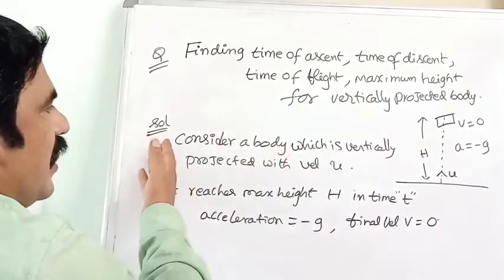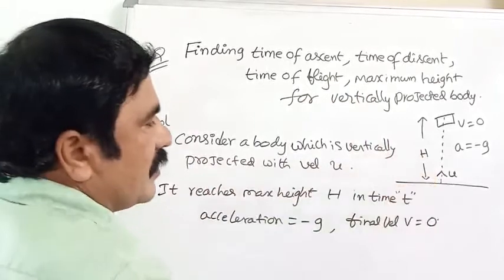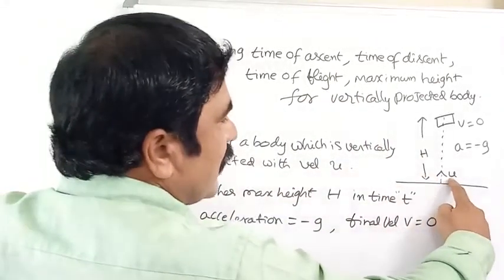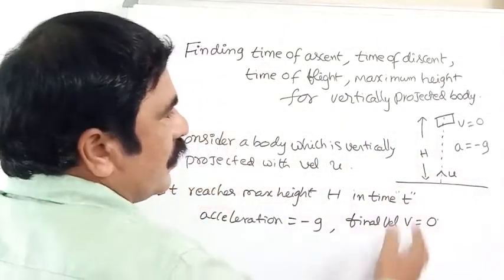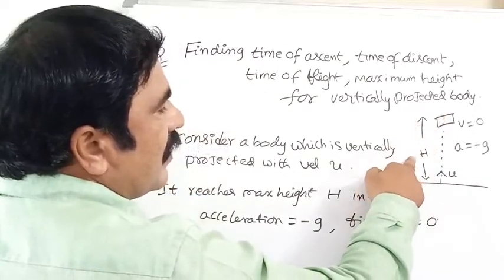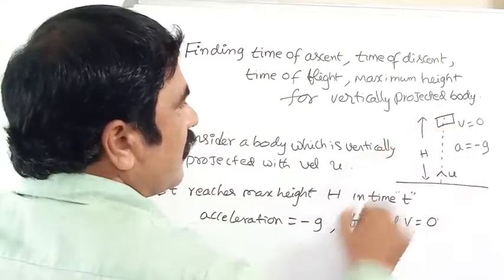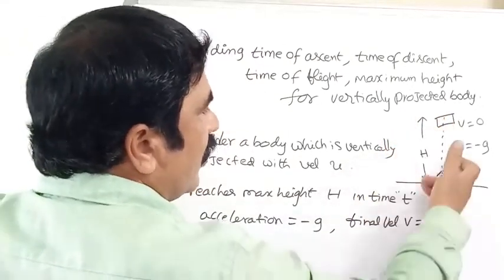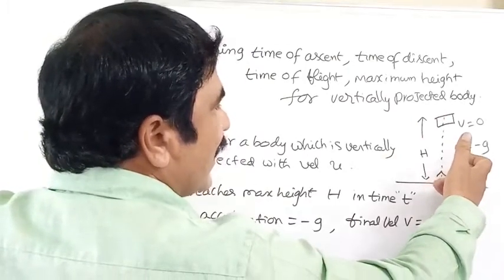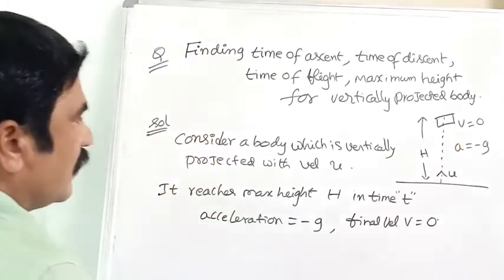For the solution, consider a vertically projected body which is projected with velocity u and reaches a maximum height h. At maximum height velocity is 0. We know for upward direction acceleration is minus g.